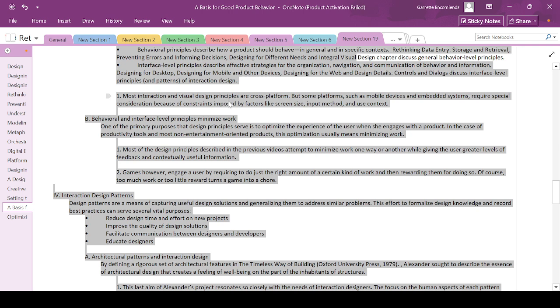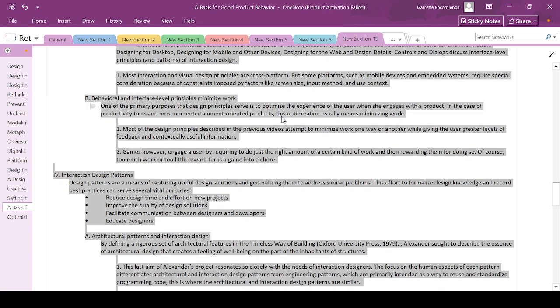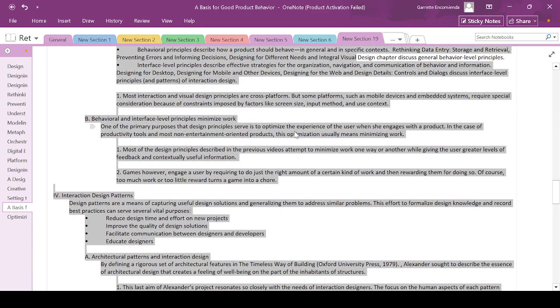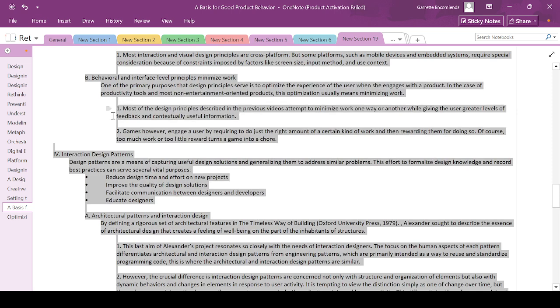So most interaction and visual design principles are cross-platform. They do not only apply on desktop but on other platforms as well. Mobile devices and embedded systems require special consideration because of constraints imposed by factors like screen size, input method, and use context. So the way to serve those principles at the interface level is by using the right idiom, the idioms that we have discussed in the previous video, etc.